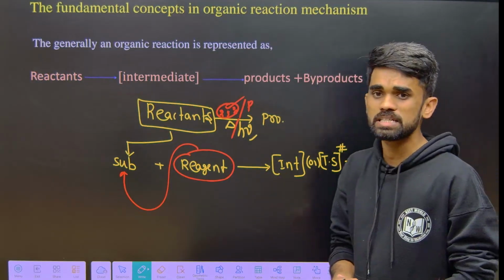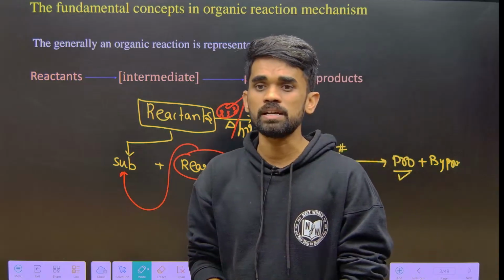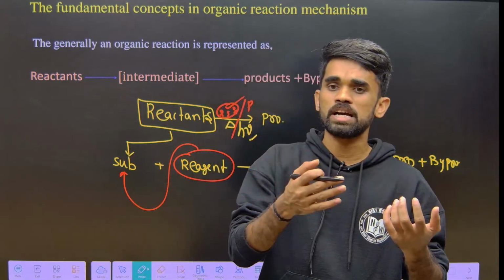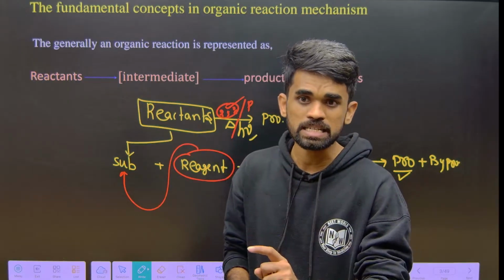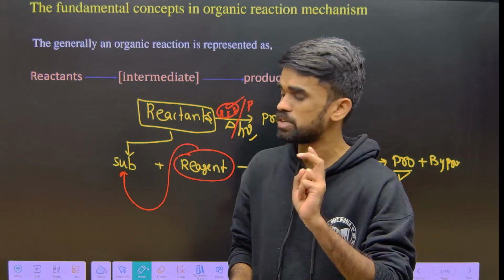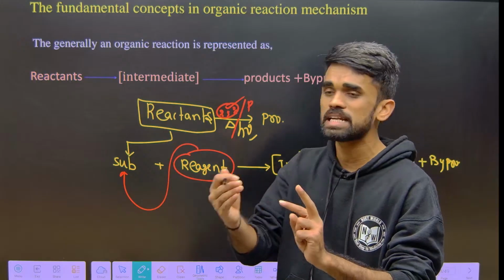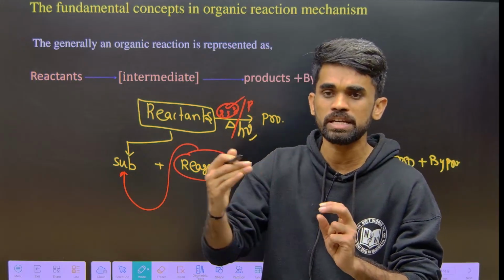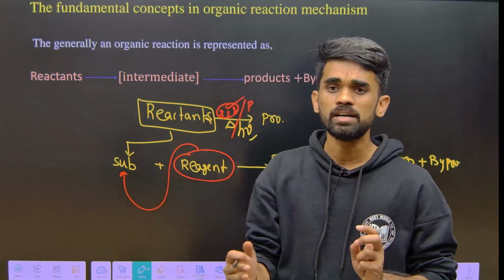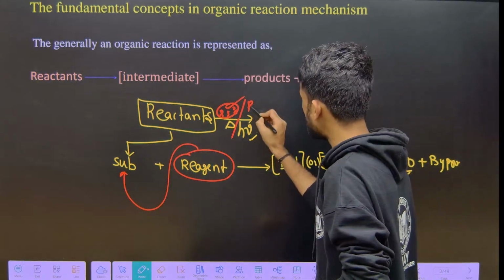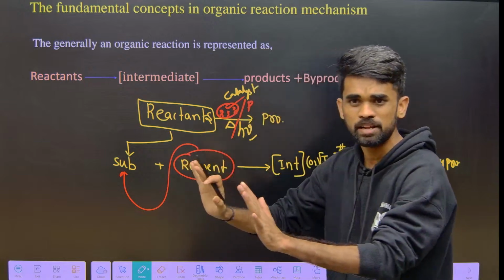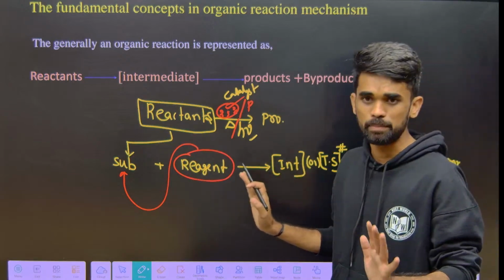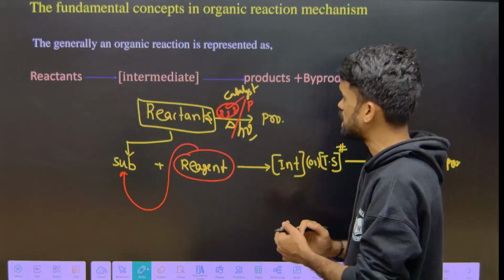Some reactions are very slow, so in order to speed them up we use something called a catalyst. Catalysts are of two types, positive and negative. A positive catalyst increases the rate of reaction, and a negative catalyst decreases the rate of reaction. The catalyst should also be indicated on the arrow mark. This is the general representation of a given chemical reaction. I hope you got the general construction.